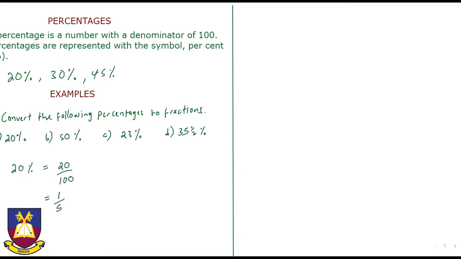And part B, 50% will be the same as 50 over 100, which gives us, by 50, a half. Then part C, 23%, it's the same as 23 out of 100. We can't reduce this any further.